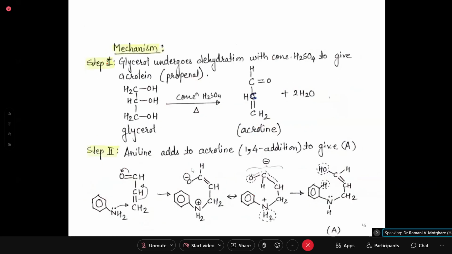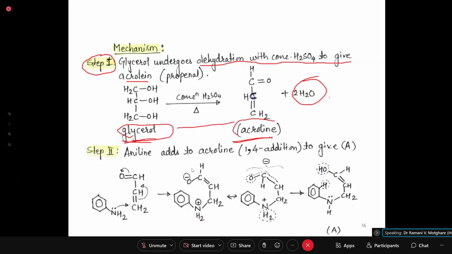So the mechanism is, the first step is glycerol undergoes dehydration with concentrated sulfuric acid to give acrolein. So this is glycerol. When you heat it with sulfuric acid, you get acrolein. That is like you are having formation of a carbon-carbon double bond, and the two H2O molecules are removed here in the first step. So the first step is conversion or dehydration of glycerol to acrolein.